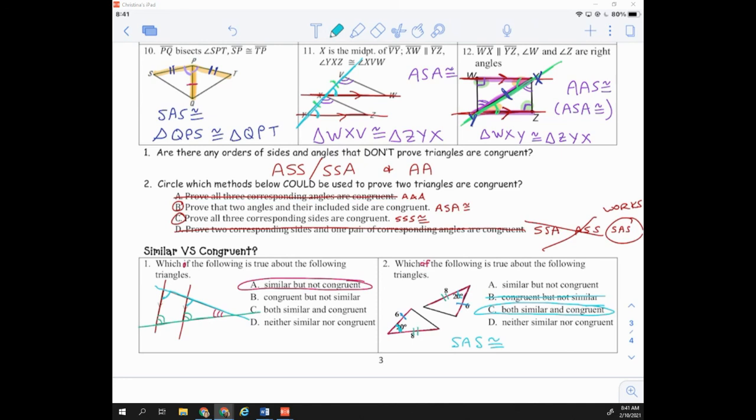You can have triangles that are not similar or congruent. You can have triangles that are similar but not congruent, where they're the same shape, but one of them is bigger than the other one. They have a proportion between them. Or you can have congruent triangles. Congruent triangles are similar to one another. They just have a scale factor of 1-to-1.